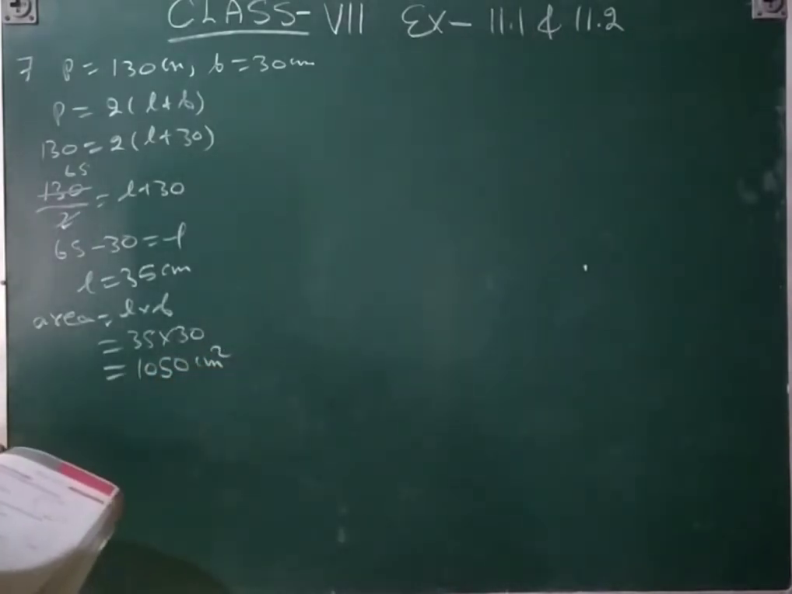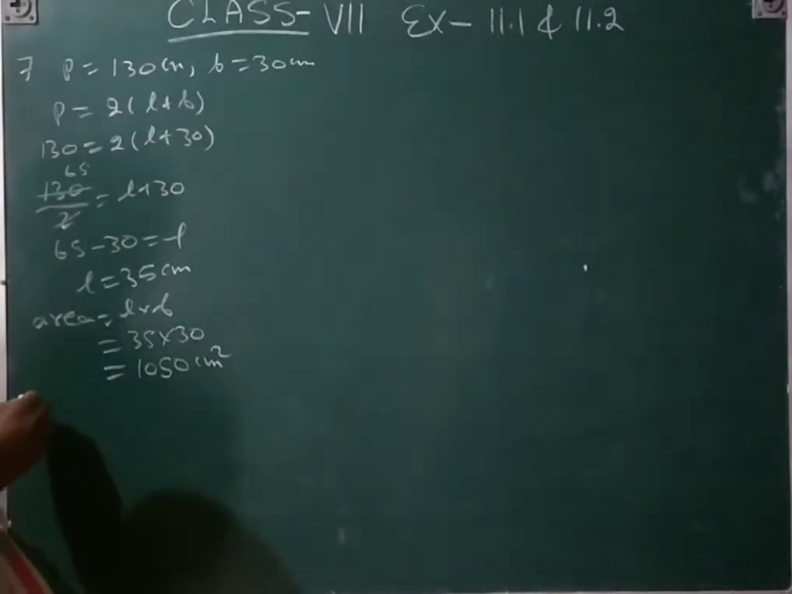Eighth question. A door of length 2 meter and width 1 meter is fitted in a wall. The length of the wall is 4.5 and breadth is 3.5. Find the cost of whitewashing the wall. The rate is given as 20 per meter square.